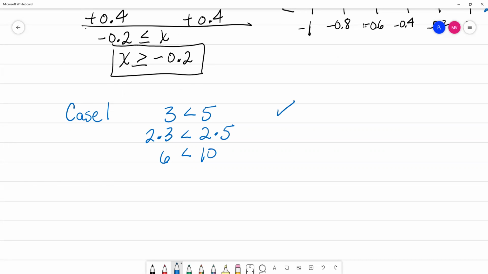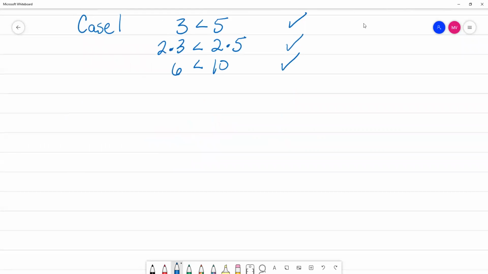Yes. Is 2 times 3 less than 2 times 5? Right? Because 2 times 3 equals 6, 2 times 5 equals 10, and those are still true. So your statement is true: multiply both sides by 2, and the inequality is still true. So let's look at another example.